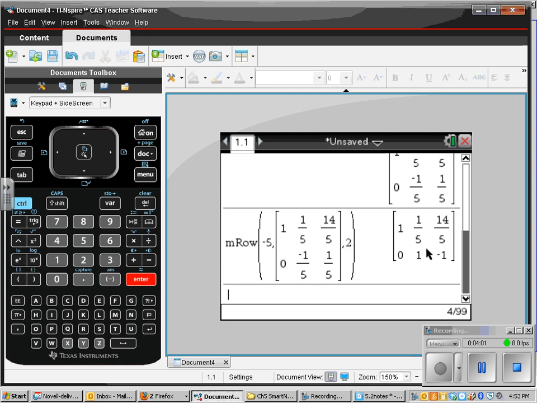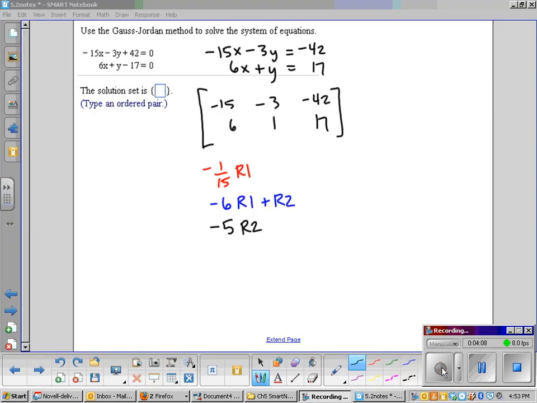Now I have 1s on the diagonal. I haven't messed up my 0 in that position, so I need to go to my work and write that step. So I multiplied row 2 by -5.